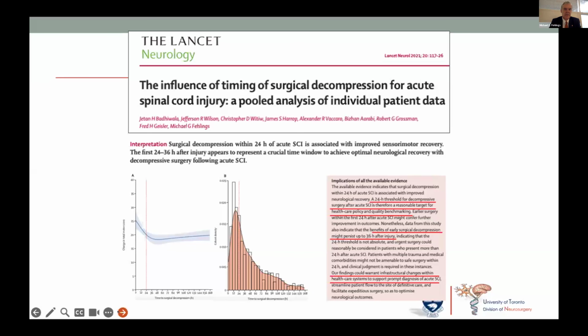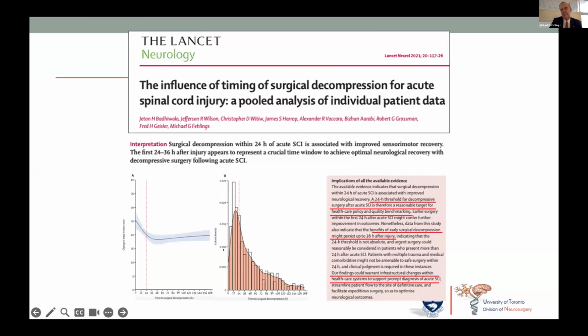And this was a study that Brian alluded to. This was published in the Lancet Neurology in 2021. This was a study in over 1,500 patients with all severities of spinal cord injury. And these are 2 of the figures from this paper. Here on the left, we're plotting the changes in the motor score as a function of time after surgery. The red line is 24 hours, and we see a dose-response relationship with improved neurologic outcomes seen if you do surgery within this 24-hour time frame.